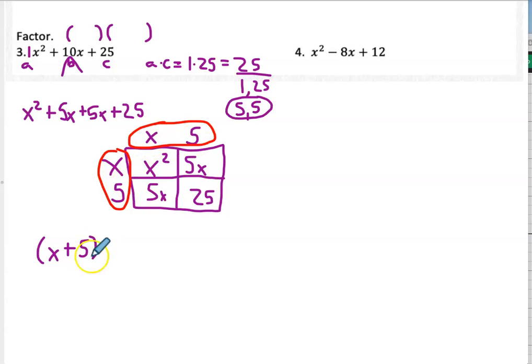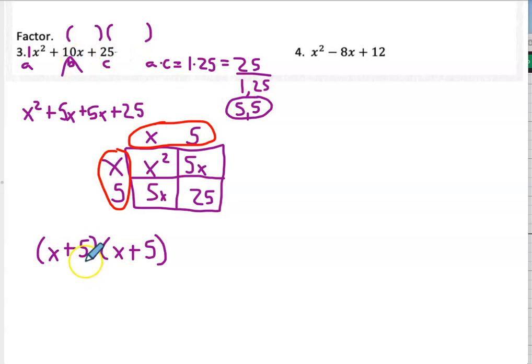Okay, so that comes from the top, and here it just so happens that the one down the side is the same. So this is our final answer. This is factored form. That means if I were to multiply this out, do x times x, x times 5, 5 times x, 5 times 5, I would end up with x squared plus 10x plus 25. That's what it means to factor.